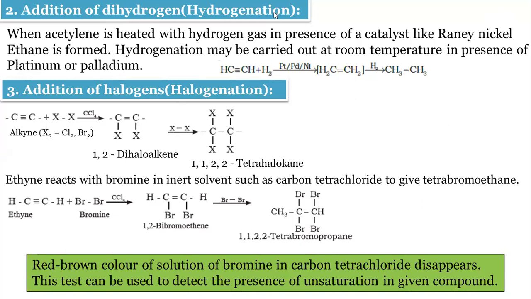Hydrogenation means we are adding hydrogens, and when the D word is there, its meaning is we have to remove the groups. Dehydrogenation means removal of H2. Hydrogenation means addition of H2. Decarboxylation means removal of CO2. Carboxylation means addition of CO2. Dehydrohalogenation means removal of hydrogen and halogen. And halogenation means addition of halogen. Hydrohalogenation means addition of hydrogen and halogen.